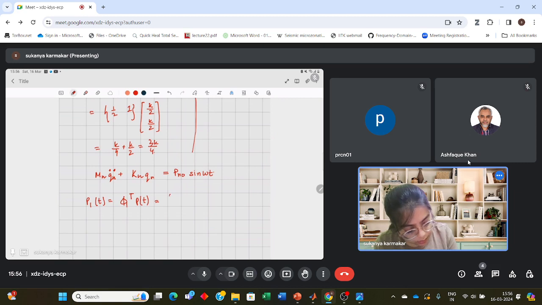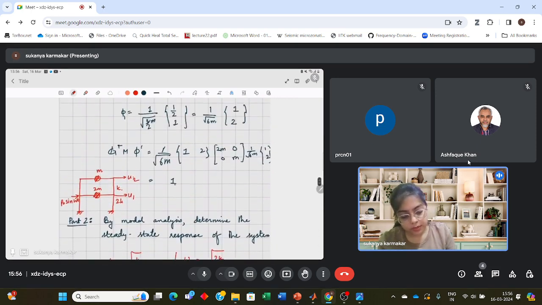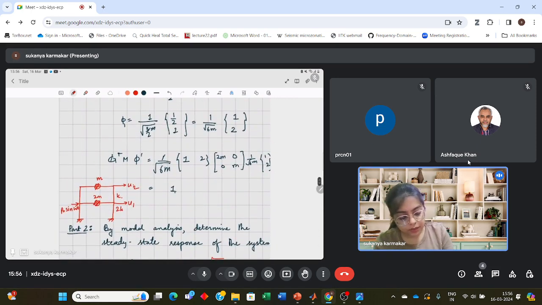What is phi transpose? Half and 1. And on the degree of freedom 1, you have the force P naught, and on the second degree of freedom, you don't have a force sine of omega t. Why don't you have a force? I'm referring to this point: in the first degree of freedom, you have a force P naught sine of omega t, and at this other point there is no force. Here, the force is 0. Let me write it like this.